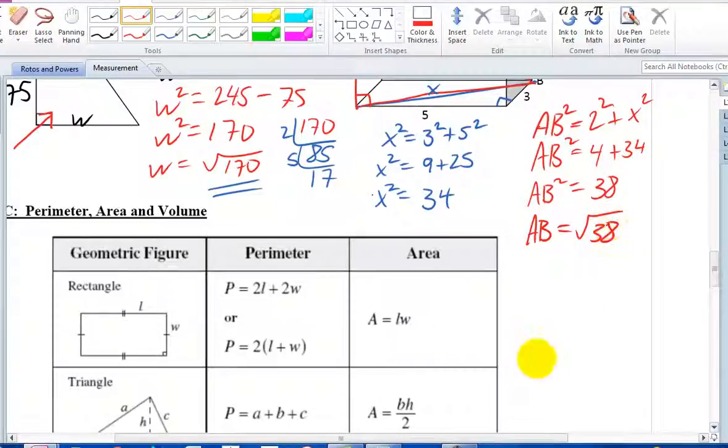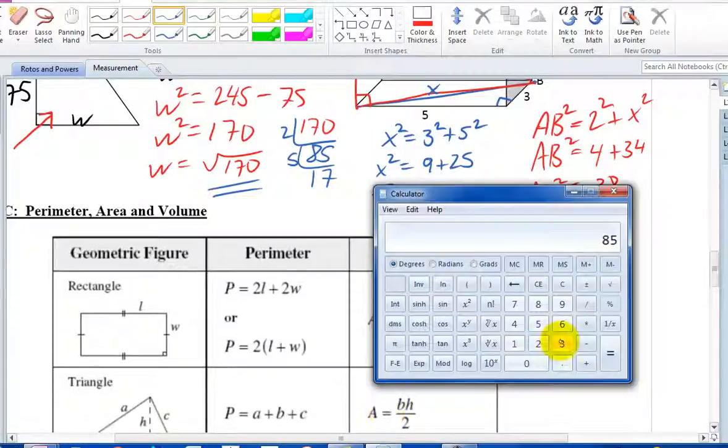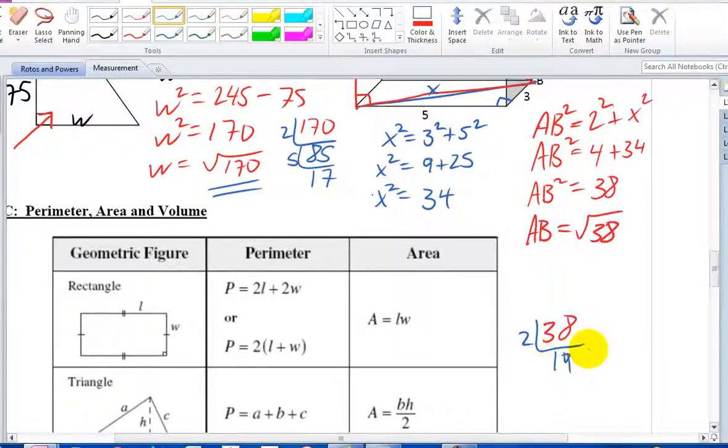Okay. So then see if you can simplify it. Divide by 2. You get 19. Oh, I think you're done, aren't you? Because 19 is not going to simplify. So we're done. Okay.